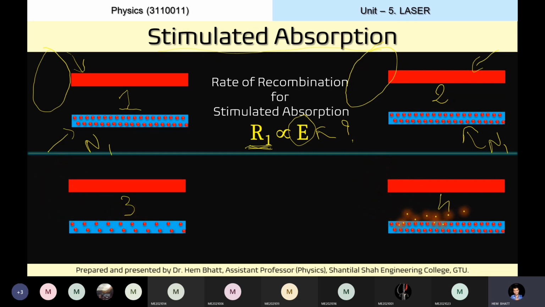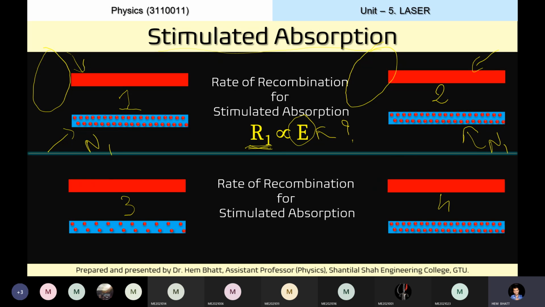So even if you are giving the same number of photons, the same amount of energy, yet if you have more electrons in the ground state, the stimulated absorption will be more. If there are more electrons in the ground state, the probability and rate of stimulated absorption increases. So R1 also depends on N1. What is N1? Number of electrons in ground state. Yes. For the excited state we will use the symbol N2.